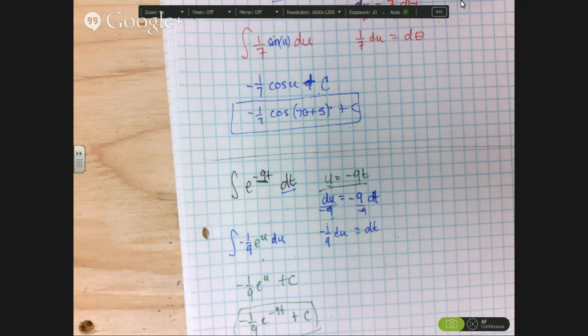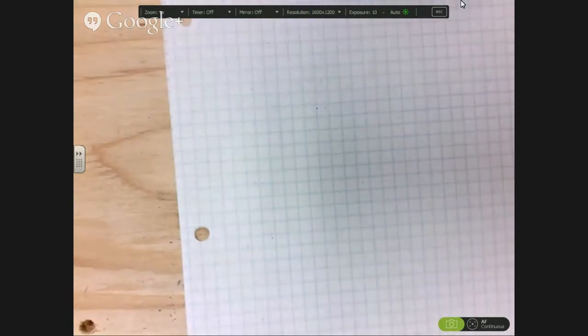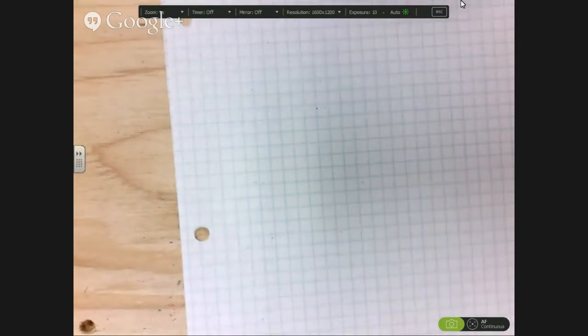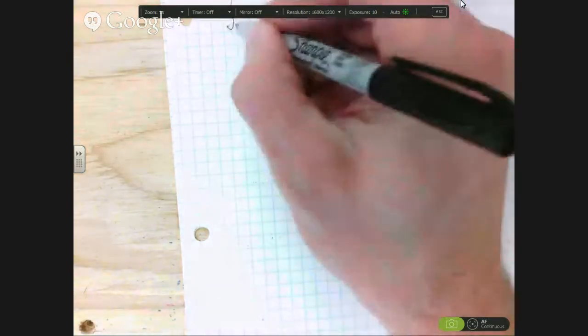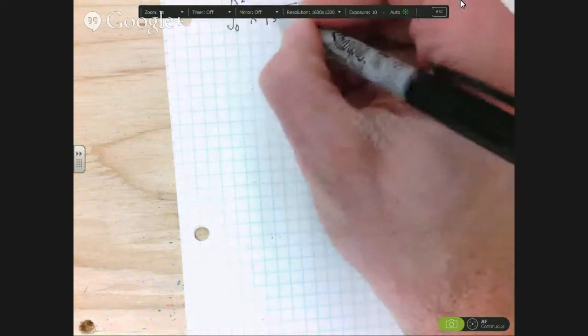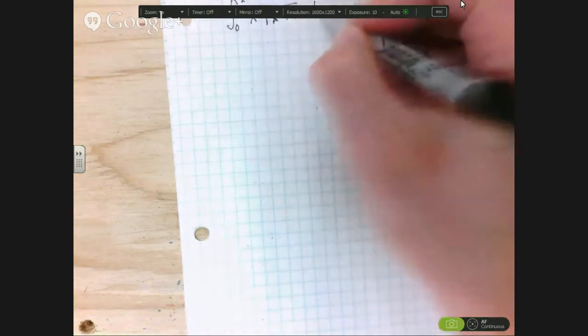Sometimes they get a little more complicated than those, of course. There's a couple examples in your book, 6 and 7. I'm going to show you the change of the definite integral, the definite integral using substitution. So if I have the integral from 0 to 2 of x squared times the square root of x cubed plus 1 dx.